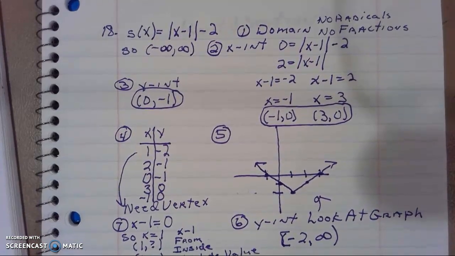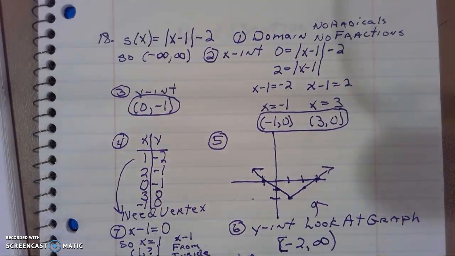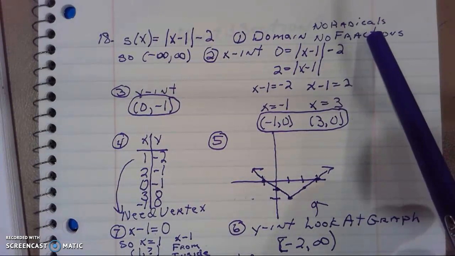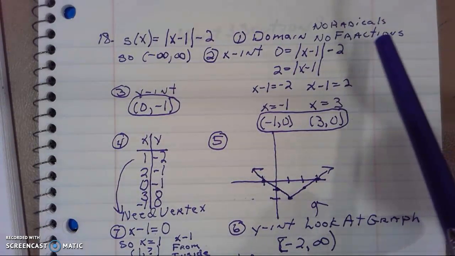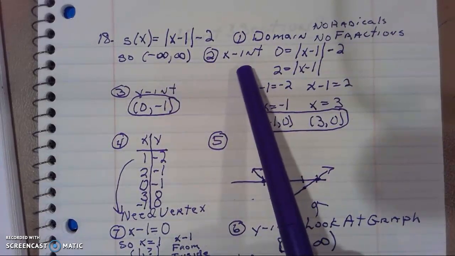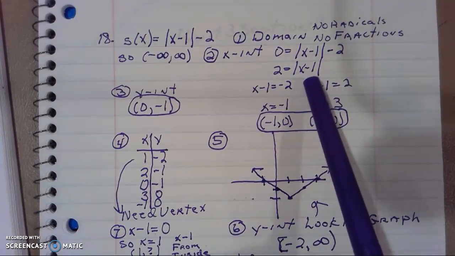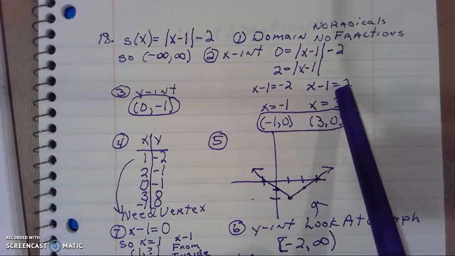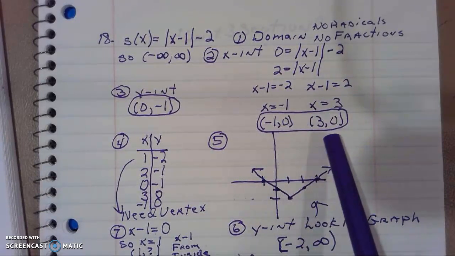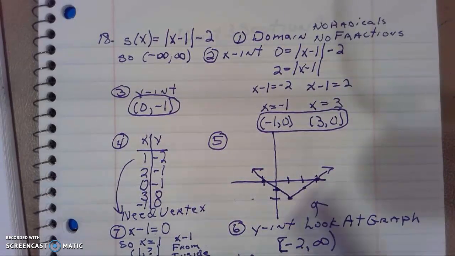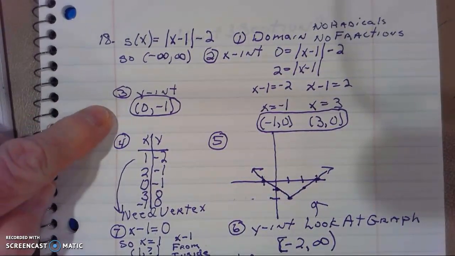Then number 18 is an absolute value, very important there. The domain, again, no x's in the denominator or in a radical, so all real numbers. The x-intercept, remember, we set this equal to 0 and solve this as we do on absolute values. The absolute value of x minus 1 equals 2. We found our two values, negative 1 and 3. Just like we solve, you set 0 equal to this equation and work it out. Your y-intercept, put 0 in for your x, find your y.